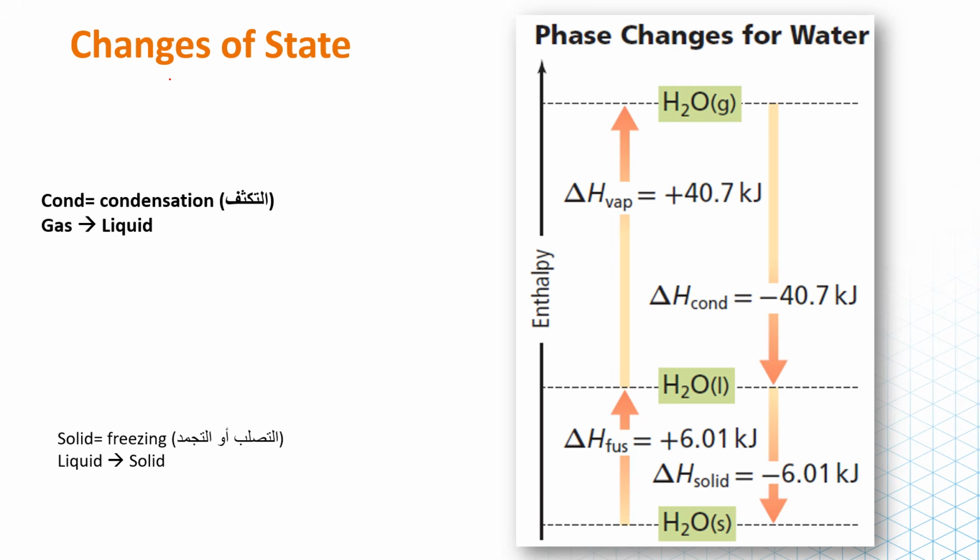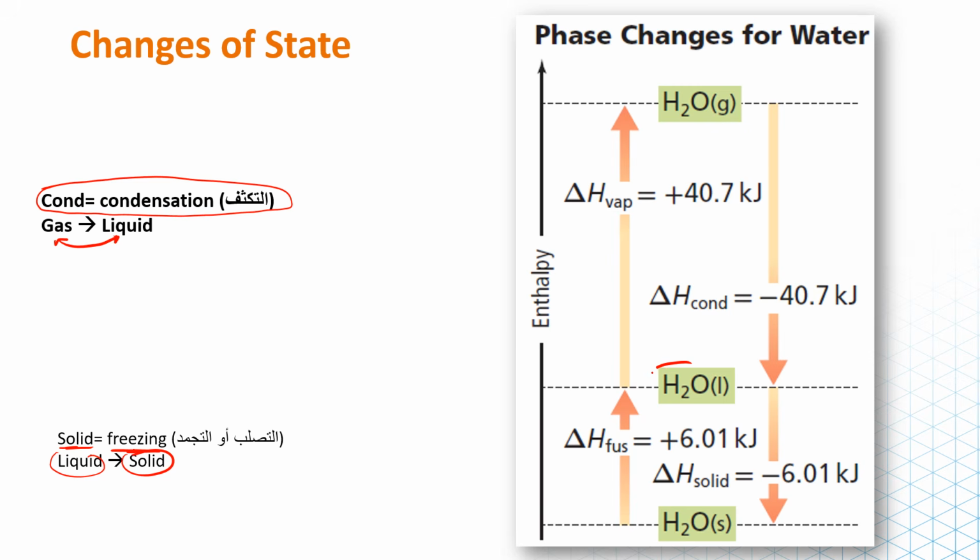Now, we also have other things. Okay? We have condensation, التكثف, and that's gas to liquid, اللي هي عكس مين؟ عكس vaporization. And we have freezing, or solidification, اللي هي التجمد, من liquid to solid, اللي هي عكس الذوبان.